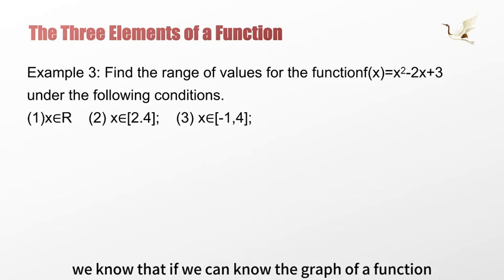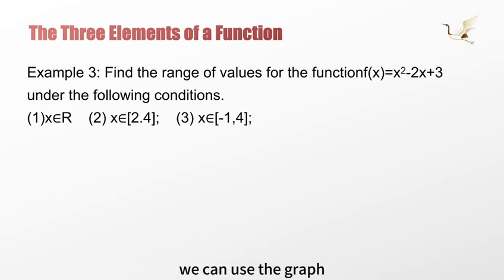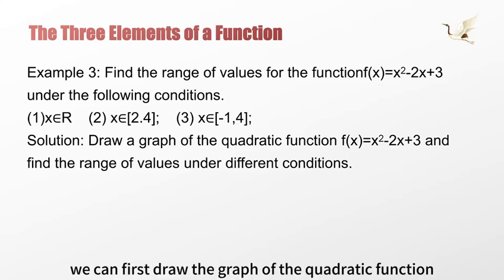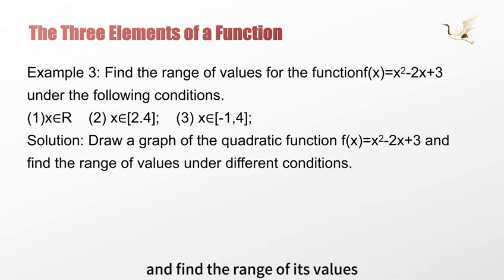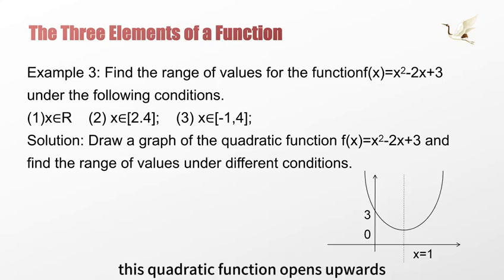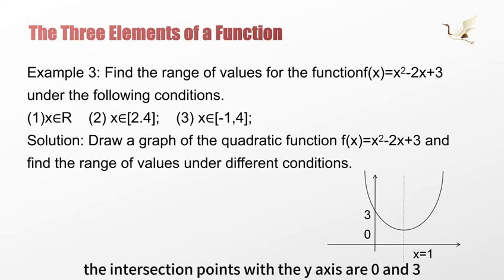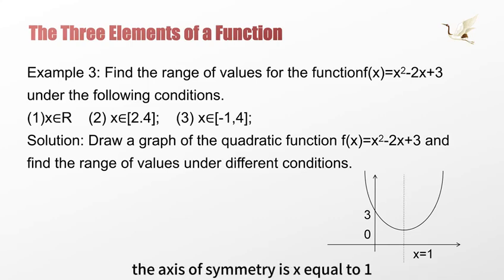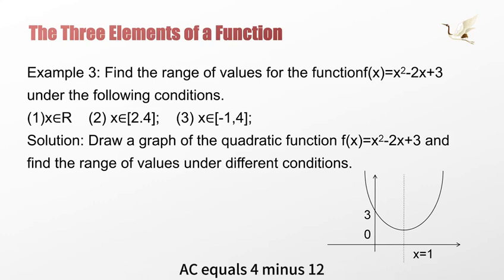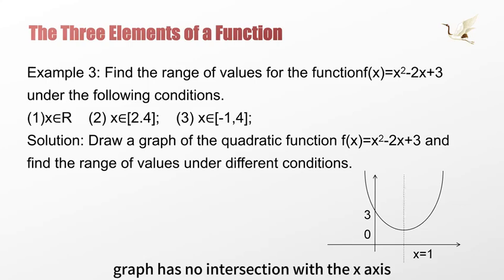In example 1, we know that if we can know the graph of a function, we can use the graph to assist us in reading out the value range of the function. For this function, x squared minus x plus 3 is a quadratic function that we studied in junior high school, so we can first draw the graph of the quadratic function and find the range of its values under different conditions. This quadratic function opens upwards. The intersection point with the y-axis is (0, 3). The axis of symmetry is x equal to 1. The discriminant b squared minus 4ac equals 1 minus 12, which is less than 0, so the quadratic function graph has no intersection with the x-axis.